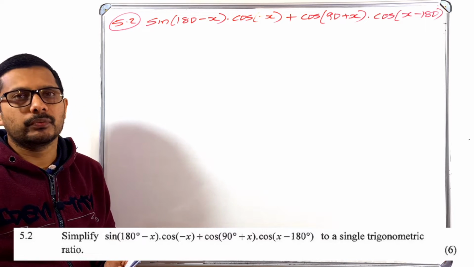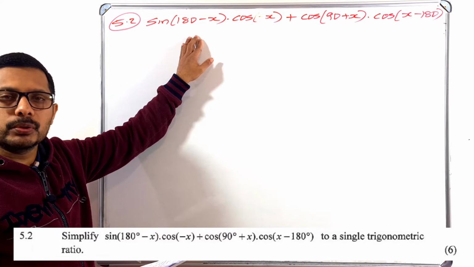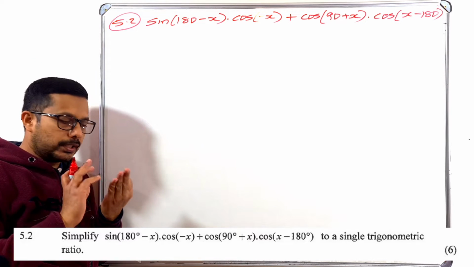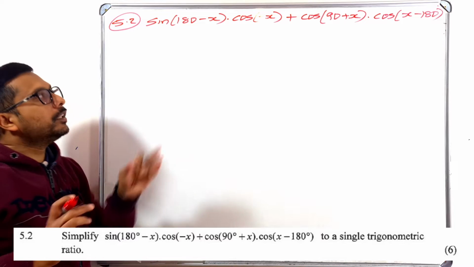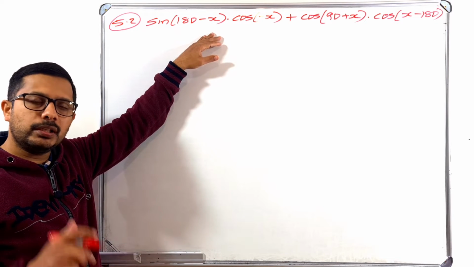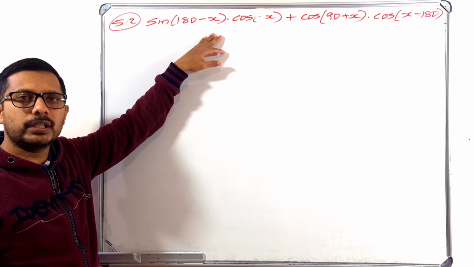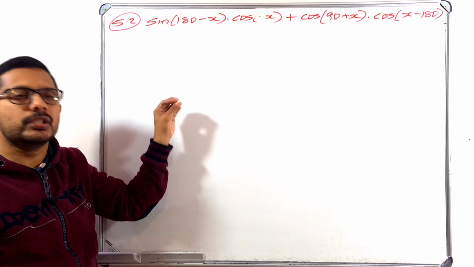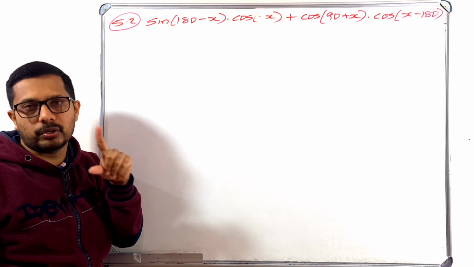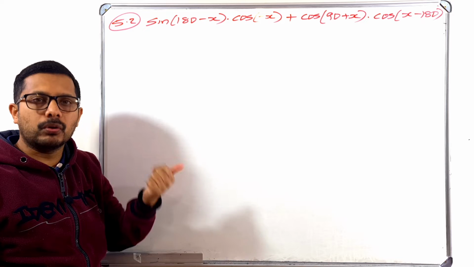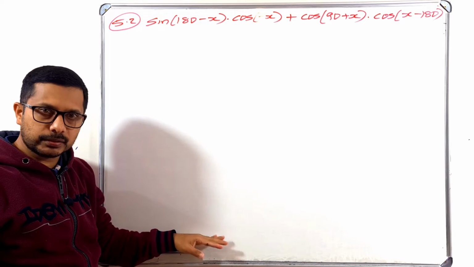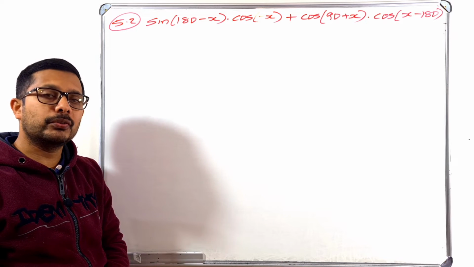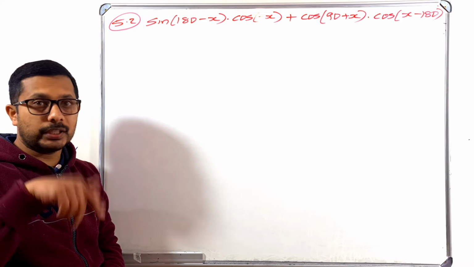So what is the meaning of that? You have to simplify this question using a single trigonometric ratio. So there are three trigonometry ratios, sine, cos and tan. Either they want the whole of this thing in sine, or in cos, or in tan. It doesn't matter which trigonometry ratio, but it must be only one. Either sine or cos or tan, the final answer. So now to do this one, what do we need to know? Yes, we have to know the reduction formulas.